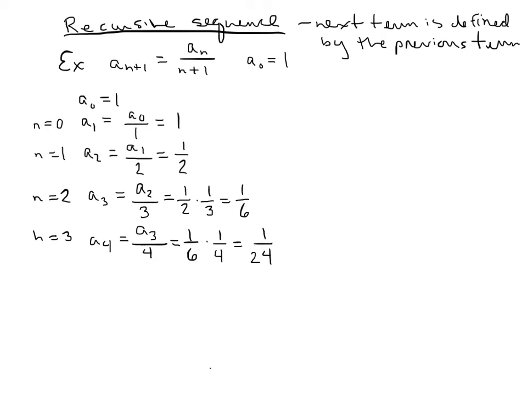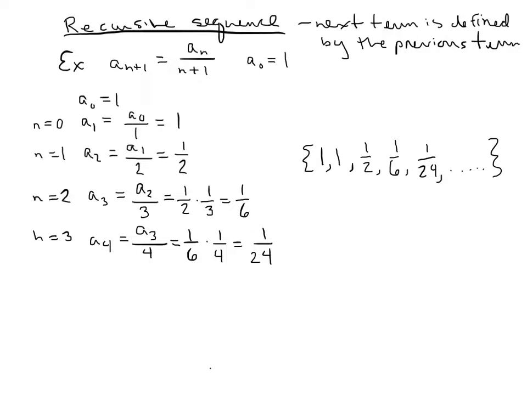Right, so we still get a list of numbers. Our list of numbers is 1, 1, 1/2, 1/6, 1/24, and then this would continue forever. It's just done so that it's in terms of the term beforehand. So we've got sequences that are just defined by functions with just n in them, and then recursive sequences which are defined by terms that come before. All right.